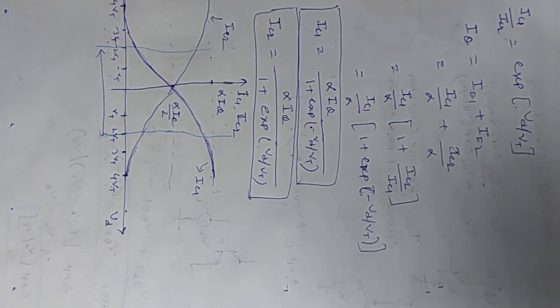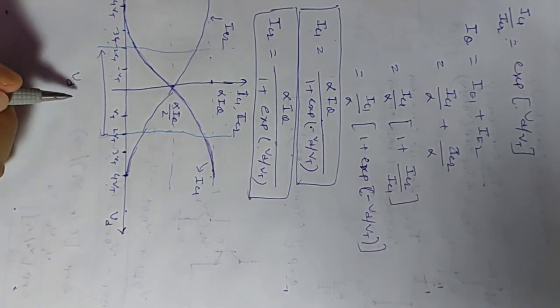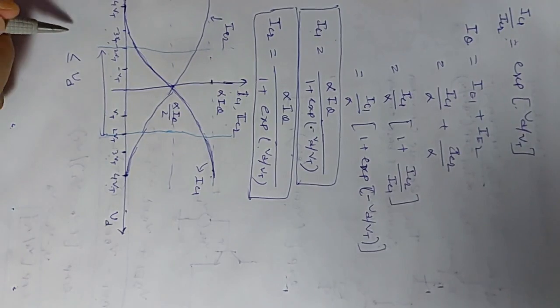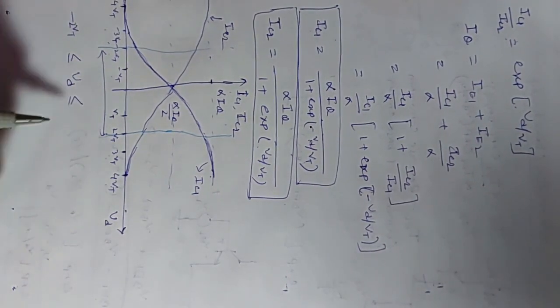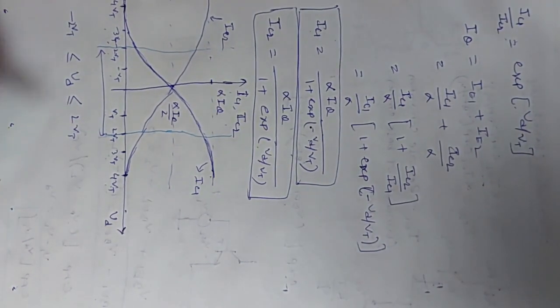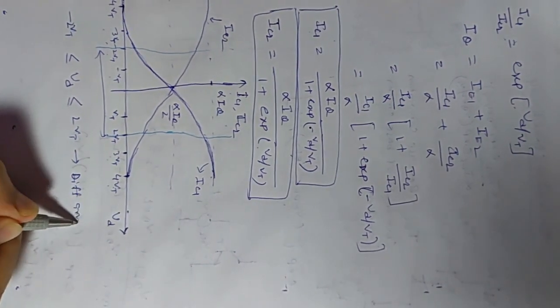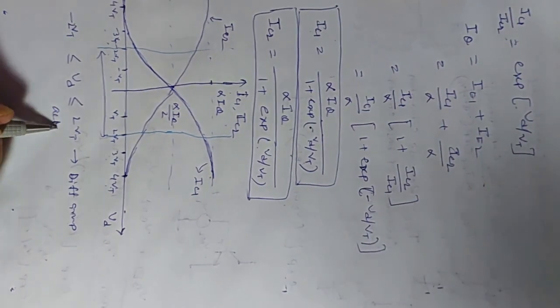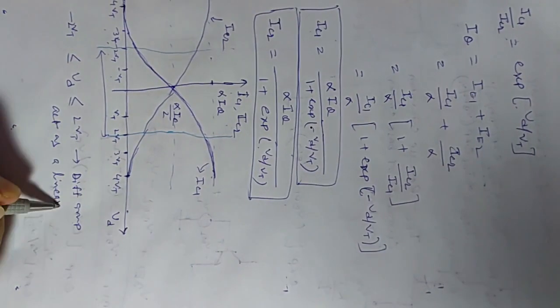That's how the differential amplifier will work. We'll keep Vd greater than minus 2 Vt and less than twice Vt. So in this region this differential amplifier will act as a linear amplifier.